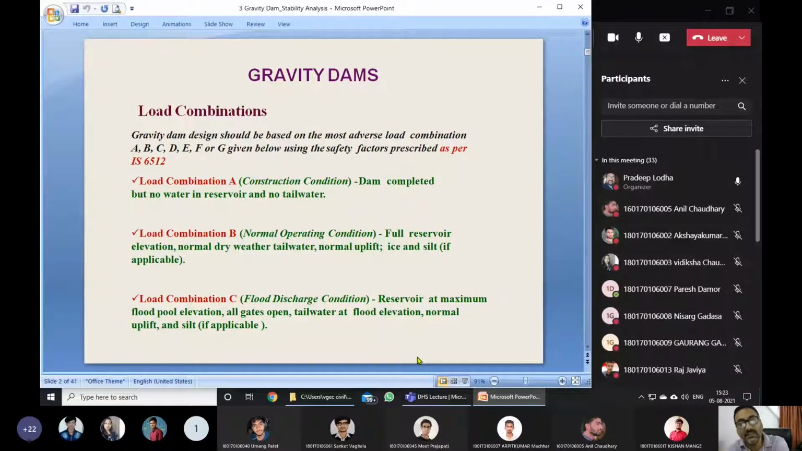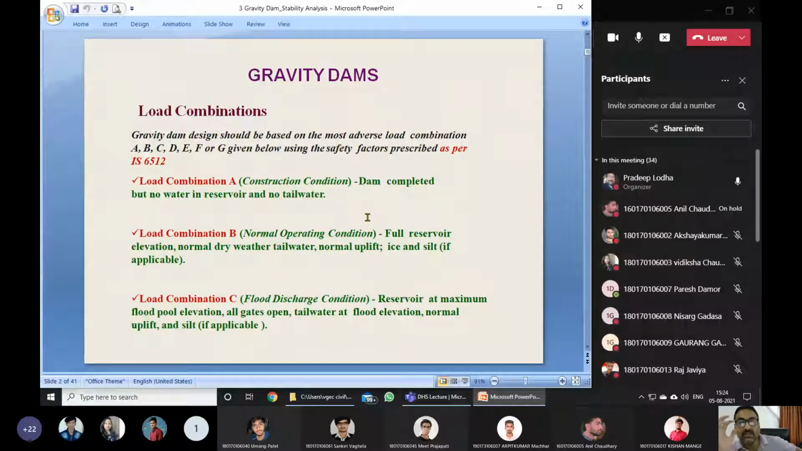Even if we are taking care of load combination B or C, load combination A sometimes becomes detrimental during the construction time. So we should not forget that construction condition, while the dam is being constructed. We should follow load combination A and check the stability of the dam and the no-cracking of the concrete in the dam as per the IS code combination. So this is the first, that construction condition, when there is no water.